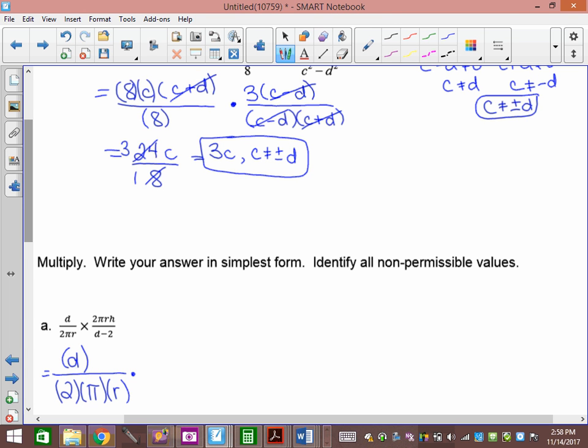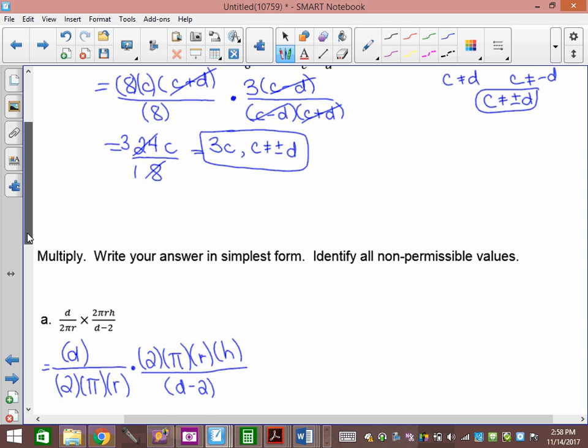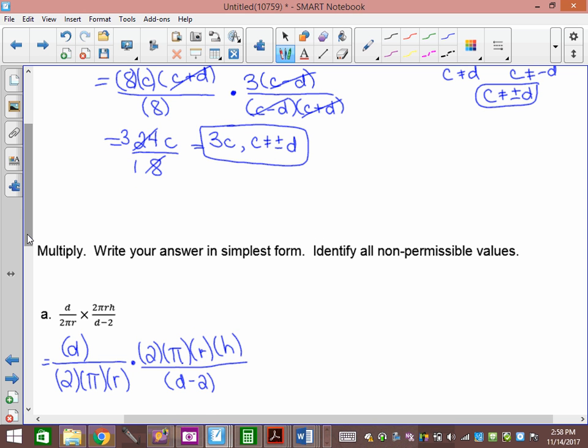times, what's up? 2 is in its own brackets, pi is in its own brackets, r is in its own brackets, h is in its own, that does not look like an r, all over d minus 2 in brackets because it's attached by a plus or minus sign. So anything that's just attached by multiplication signs is in its own brackets, anything that's attached by plus or minus signs goes in its own brackets.